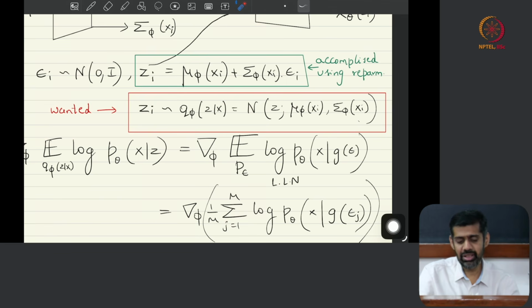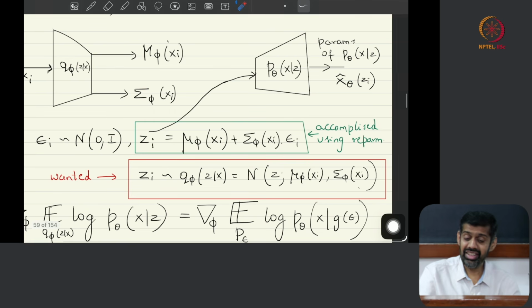As long as you can come up with a choice of Q phi of Z given X which can solve this problem of computing the gradient, any choice is fine. This is one of the choices that is made, so that you can understand what is happening. It is not a methodological assumption, it is just one instantiation assumption. So you take this instance and this is how it turns out to be in that particular case.